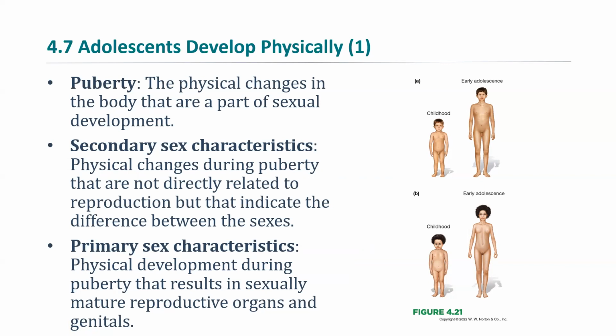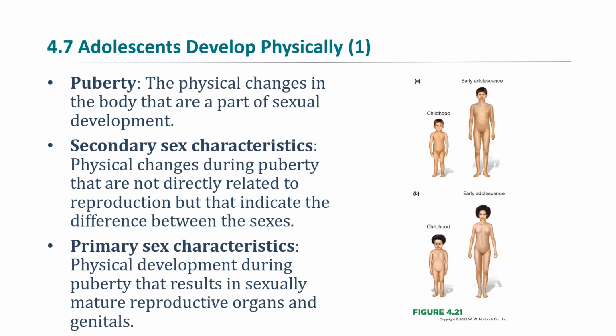So this change to adulthood really begins with puberty, which are the physical changes in the body that are part of sexual development. The main purpose of puberty is a transition to reproductive maturity. So you go from not being able to reproduce to having the physical potential for reproduction.